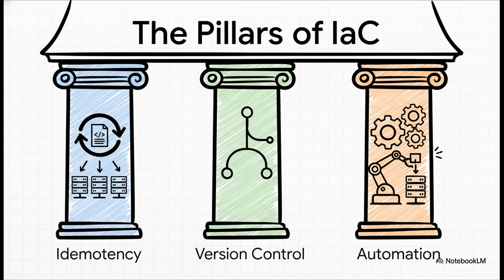This gives you a complete history of every change, the ability to roll back if something goes wrong, and a clear way to collaborate with your team. And of course, all of this drives automation, getting rid of all those risky manual tasks for good.